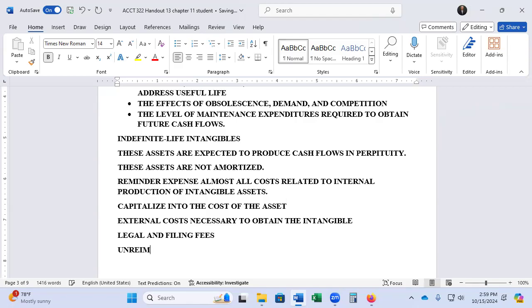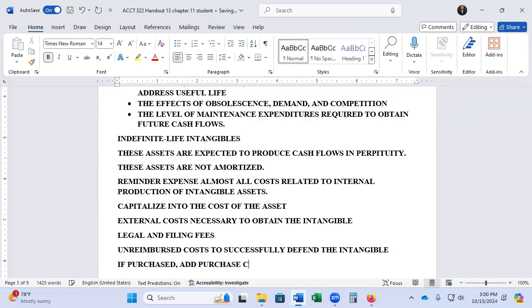Unreimbursed costs to successfully defend the patent, or let's call it the intangible. And if purchased, add purchase costs.